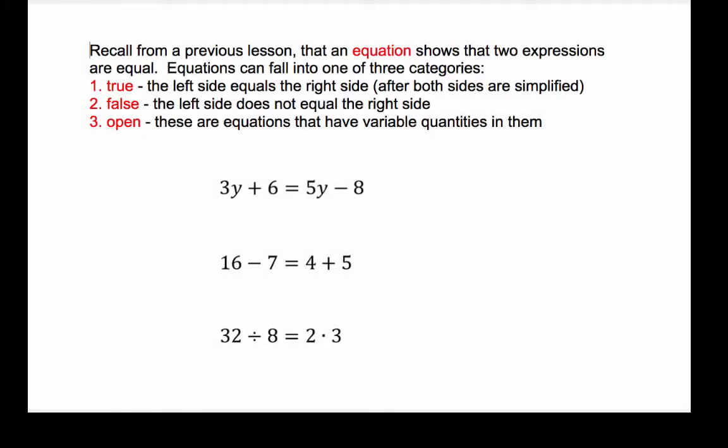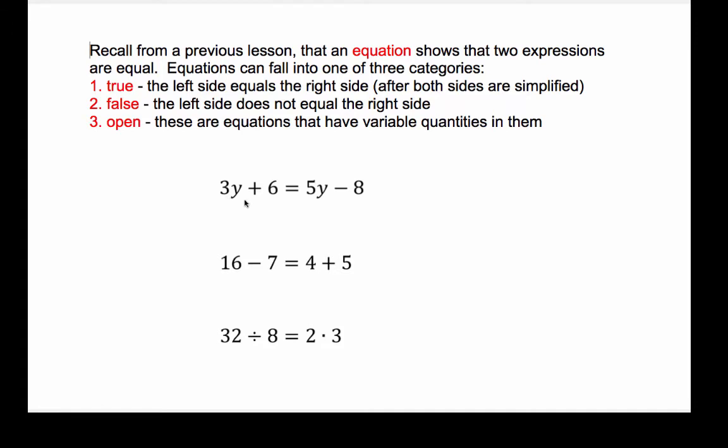First, recall from a previous lesson that an equation shows that two expressions are equal. Equations can fall into one of three categories. We could have a true equation, where the left side equals the right side after both sides are simplified. We can have a false equation, where the left side does not equal the right side after both sides are simplified. Or we can have an open equation. These are equations that have variables in them. So here I have three equations, 1, 2, 3. We want to be able to look at the equation and know whether it's true, false, or open.